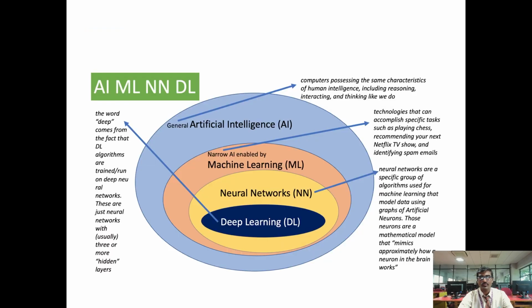As you can see here, artificial intelligence is a major part, where computers possess the same characteristics of human intelligence, including reasoning, interacting, and thinking like we do. Then comes machine learning. Inside that we have neural networks, and inside that we have deep learning. Basically, machine learning are the technologies that can accomplish specific tasks.